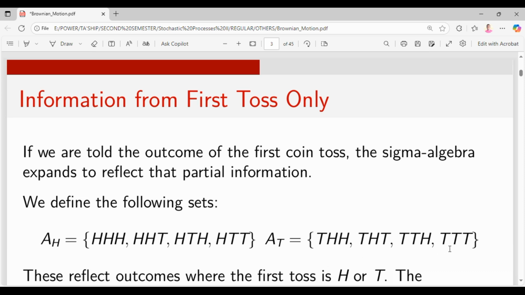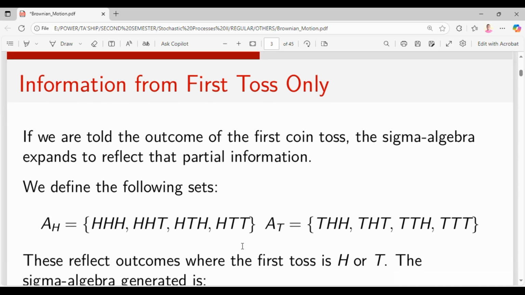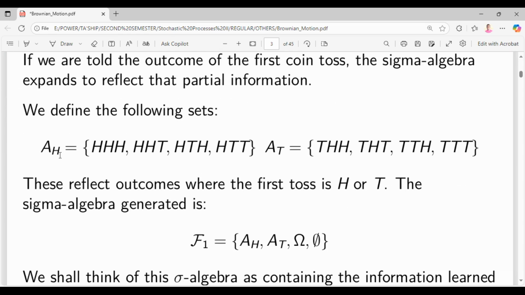The same way applies to a tail. The first one will be a tail, but we have no clue about the remaining 2 coin tosses, and that will give us this information set, right? So now we have 2 events, 2 possible outcomes, that is a head and a tail subset. So these outcomes are the first toss.